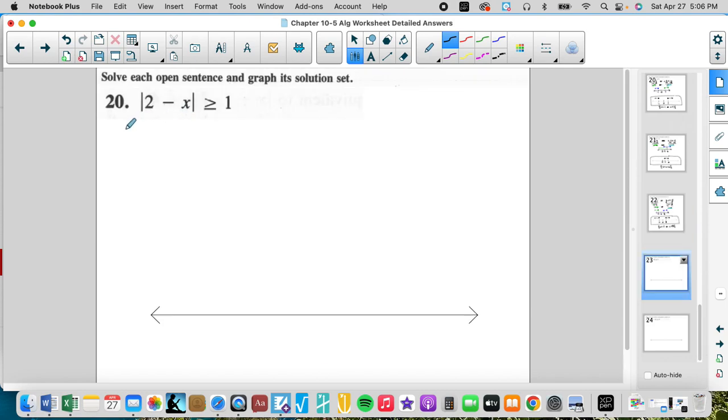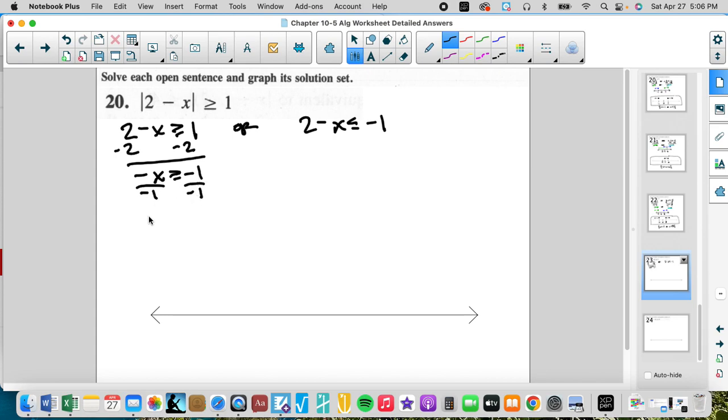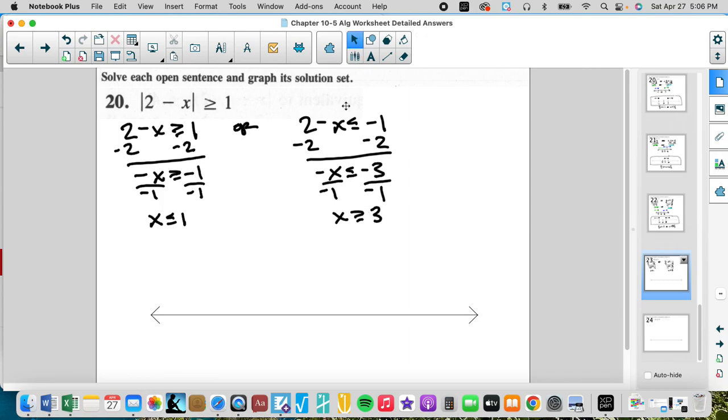Two more. 2 minus x is greater than or equal to 1, or, because it's greater than, 2 minus x is less than or equal to negative 1. Minus 2, negative x is greater than or equal to negative 1. Divide by negative 1. X is less than or equal to 1. Minus 2, negative x is less than or equal to negative 3. Divide by negative 1. We get x is greater than or equal to 3.